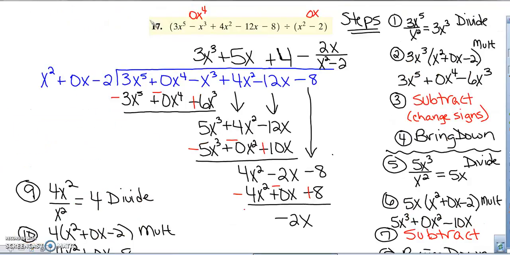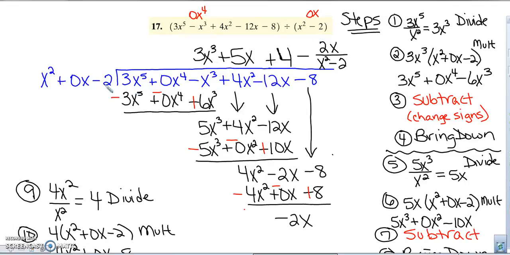Taking a look at this example, we see that we do have everything in descending power, but there is a power missing. We went from 5, we should have had then 4 before we get to the 3. So we're going to put in a placeholder of 0x to the 4th. Notice that the value of this is still 0, so we're not changing the problem, but we're putting in a placeholder. In the divisor, you have x squared. The next term you should have is x to the first power, which we do not. And so we're going to put in a placeholder of 0x for that one.